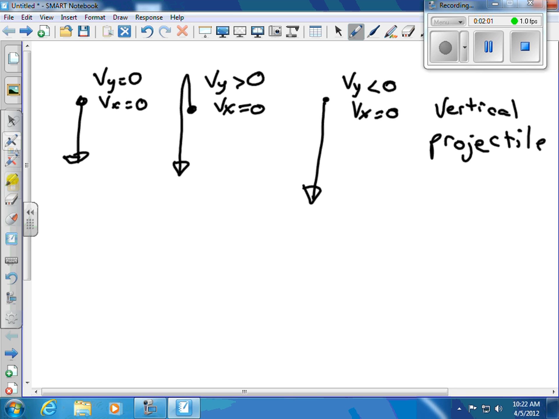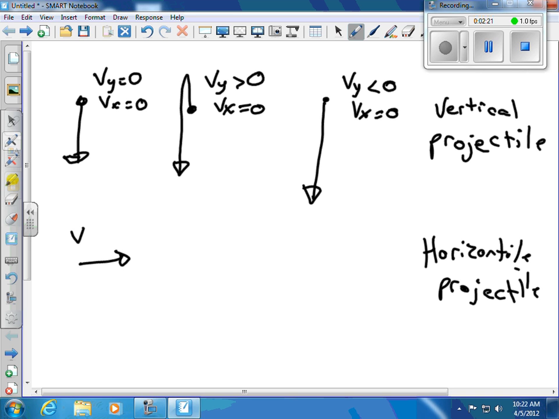Okay, and then the other day and yesterday we did horizontal projectile. That's where we have Vx greater than 0 and Vy initial is 0. Two examples would be a car driving off a cliff, or an airplane dropping a bomb or a parachute, somebody skydiving.